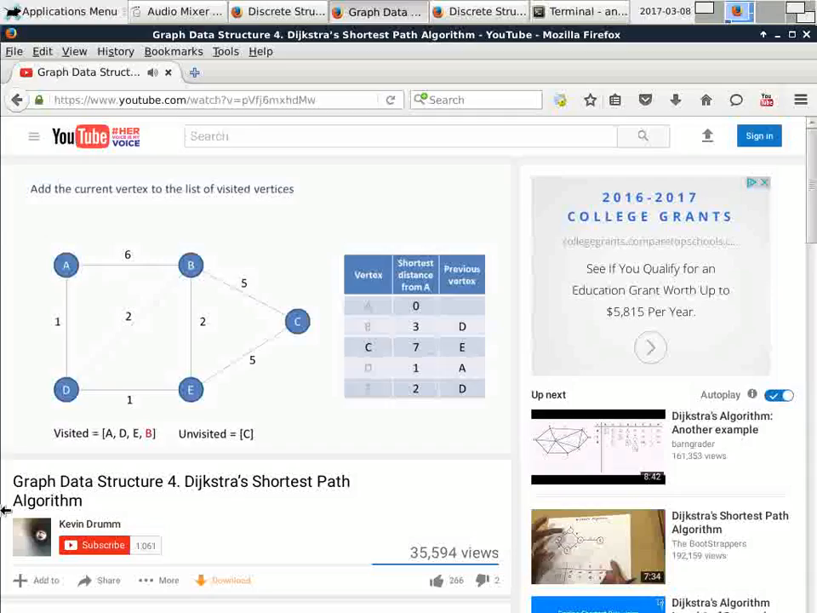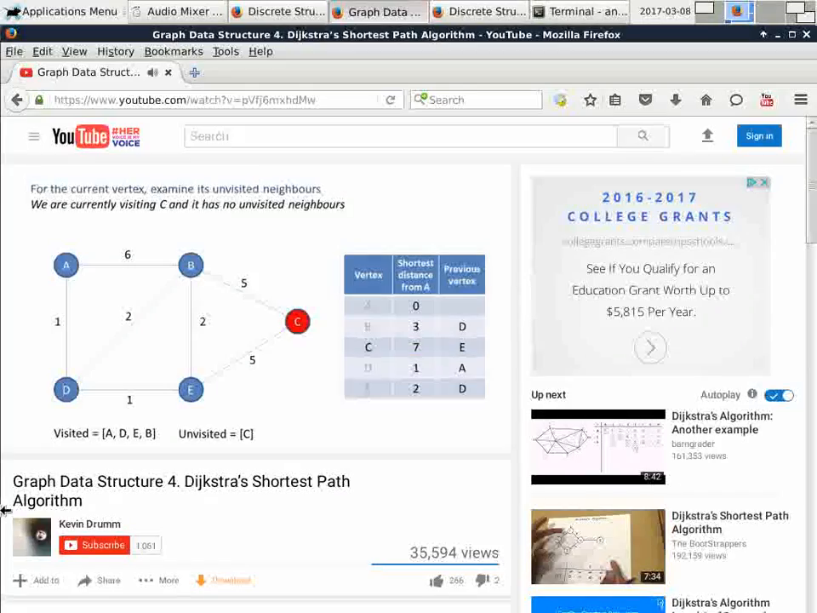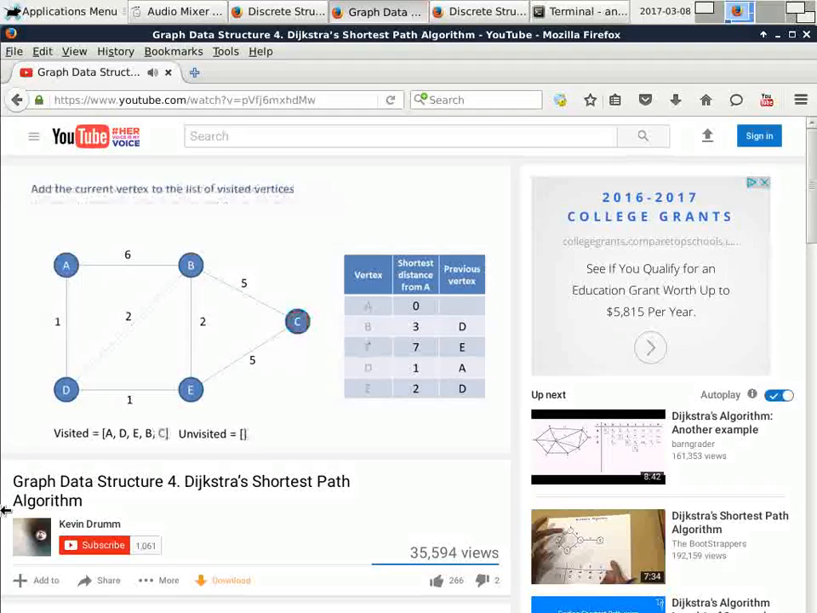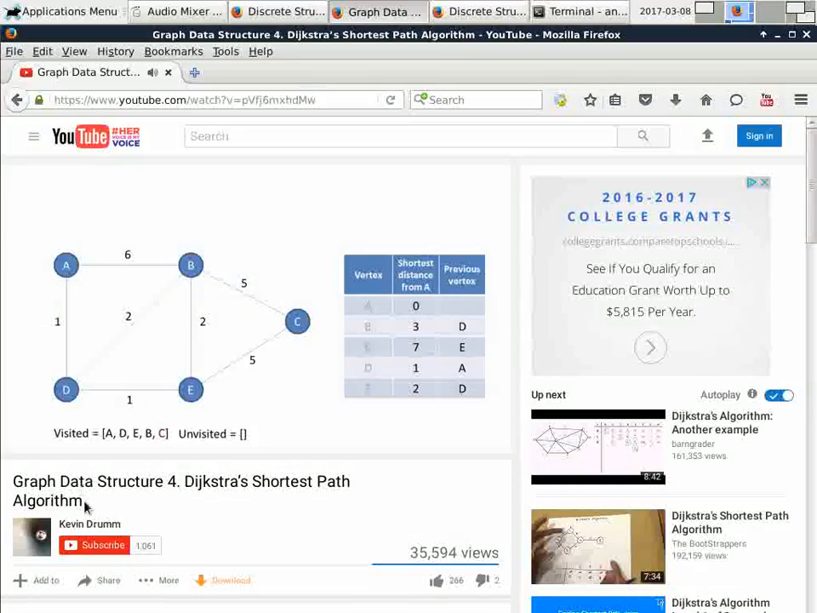Add the current vertex to the list of visited vertices. B won't be visited again. Visit the unvisited vertex with the smallest known distance from the starting vertex. This time around it's C. And for the current vertex, examine its unvisited neighbours. Well, we're currently visiting C, but it doesn't have any unvisited neighbours. There's nothing to do but to add the current vertex to the list of visited vertices. There are no more vertices to visit, so our table of information is complete.